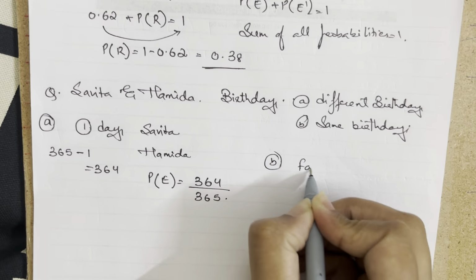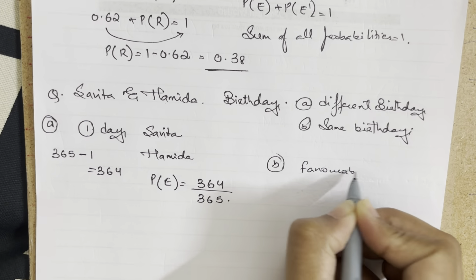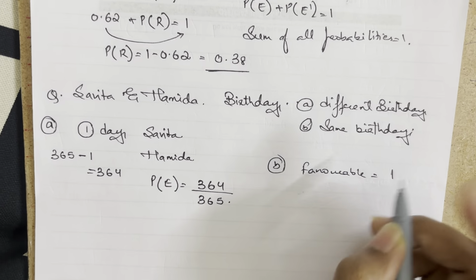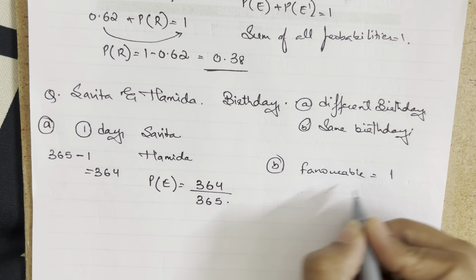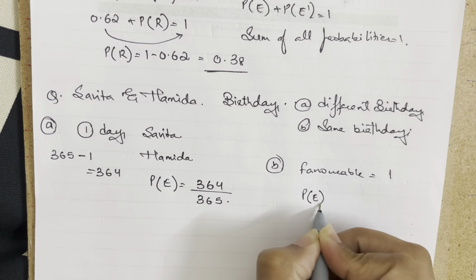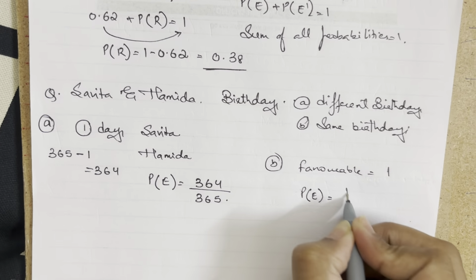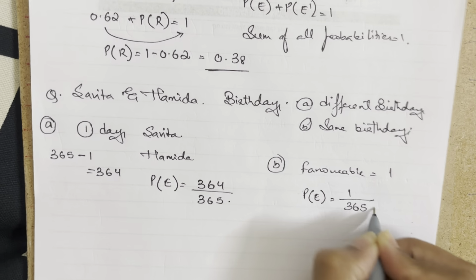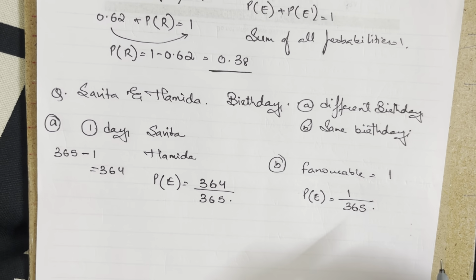So the favorable outcome will be 1, because there is only one day when both of them are going to celebrate the birthday. So the probability of the event for same birthdays is going to be 1 upon 365, is what we understand.